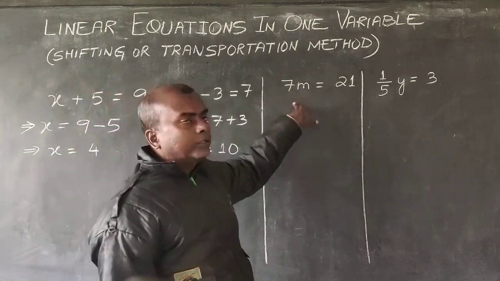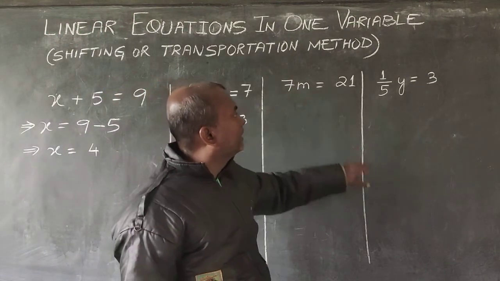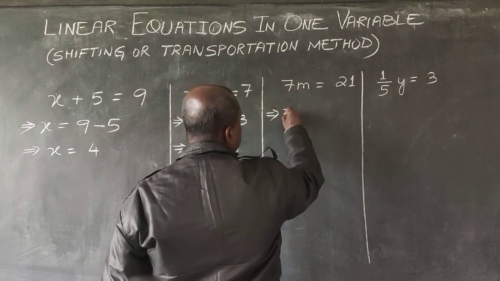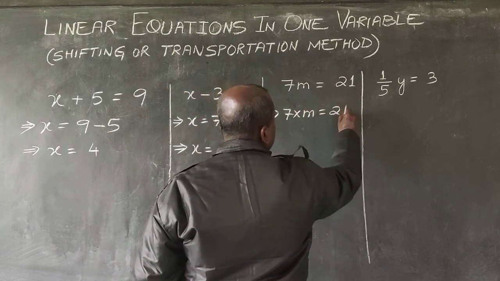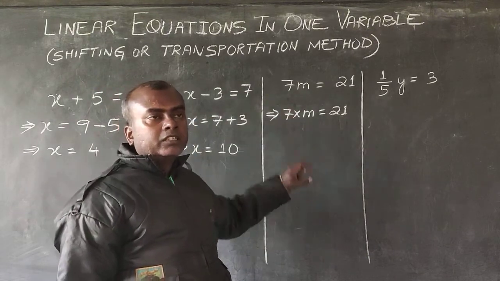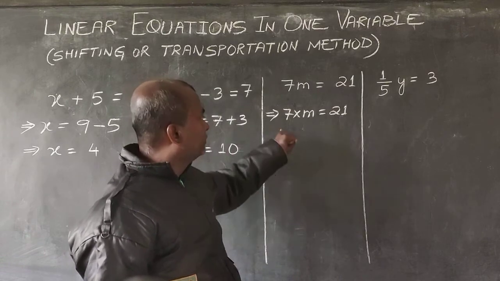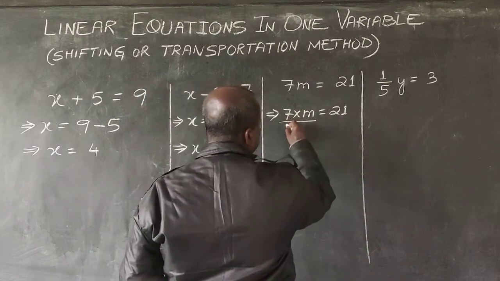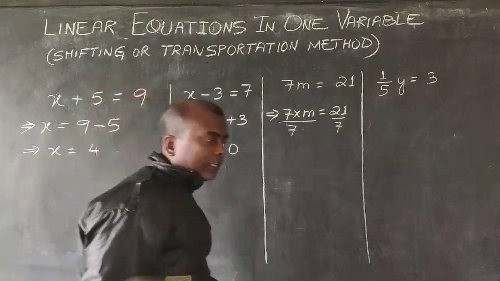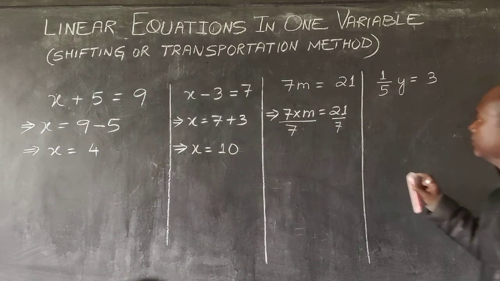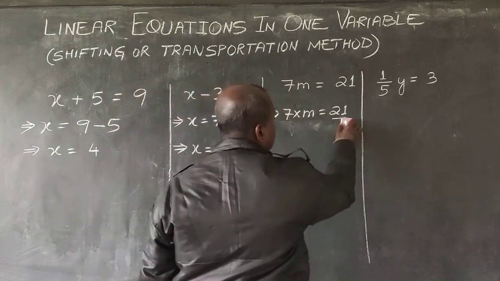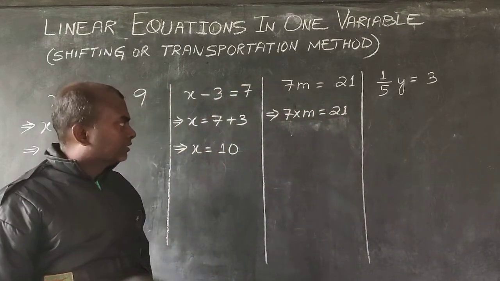Now let us come to see what we do in transportation method when there is multiplication or division. Okay, let's do this one. Now 7m means 7 into m. No sign between 7 and m means multiplication is there. Initially, yesterday we learned in inverse method that what we used to do, to remove 7 we divided with 7 and this side also. Alright, but in this case we are not going to do that. Shifting method is not like inverse method.